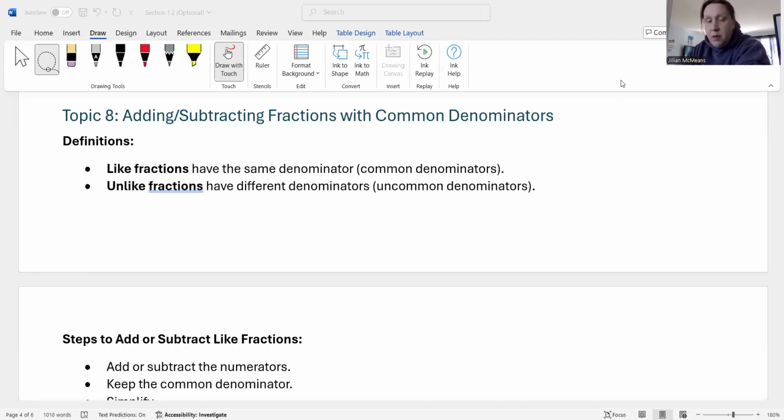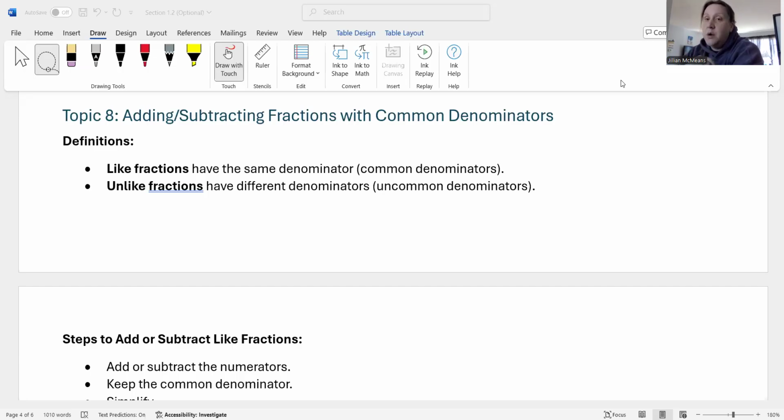Okay, for topic 8, we're going to talk about adding and subtracting fractions with common denominators. Now, as a math instructor, I've heard from a gazillion students that they hate fractions. Fractions are difficult. They never understood fractions. And typically, what they're talking about is adding and subtracting fractions. Reducing fractions, not too bad. Multiplying and dividing fractions and mixed numbers, not too bad. Adding and subtracting fractions with common denominators, not too bad.